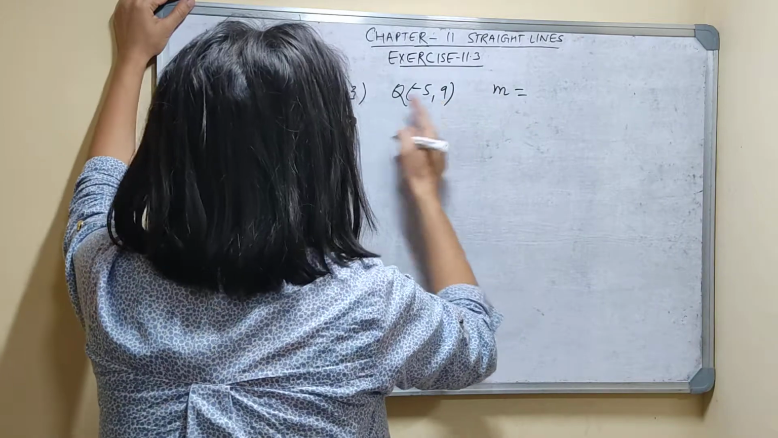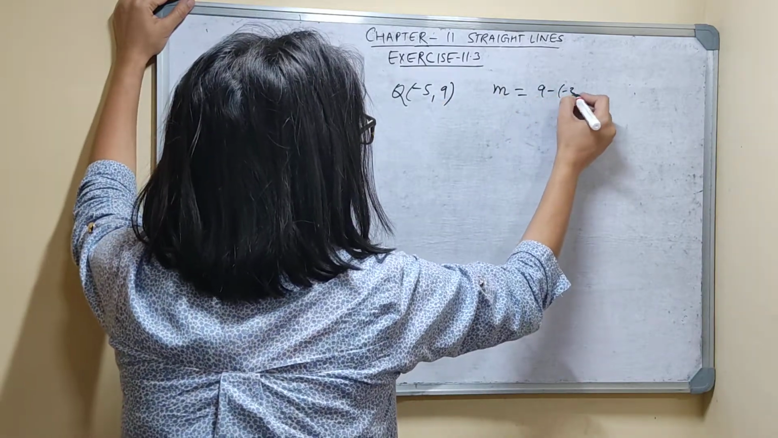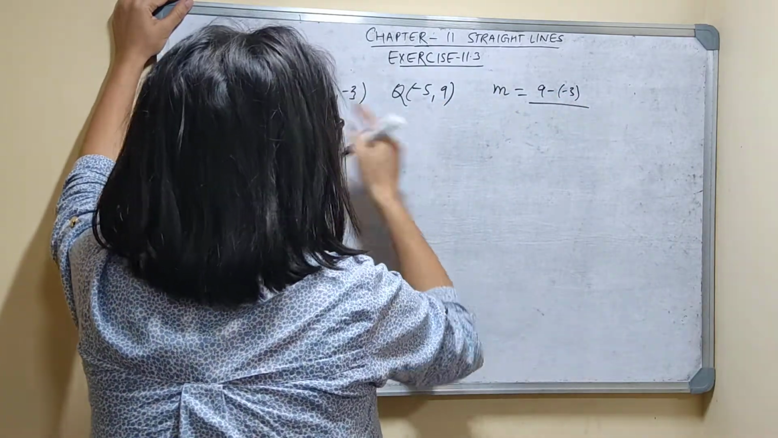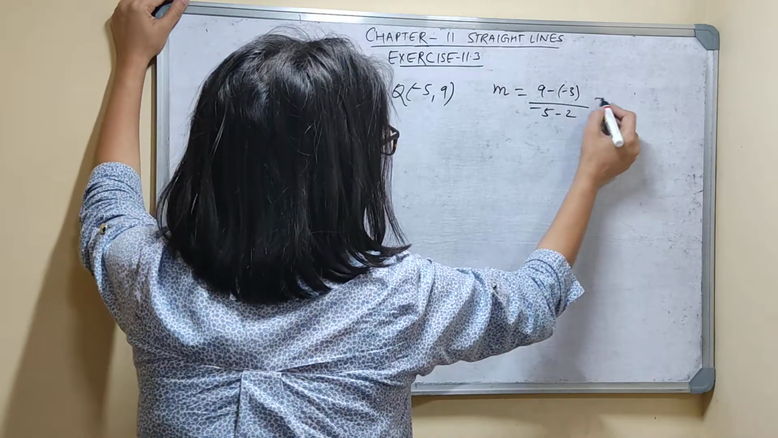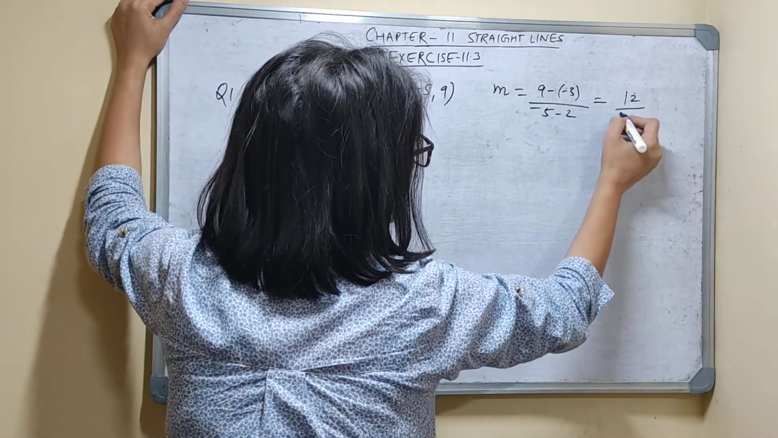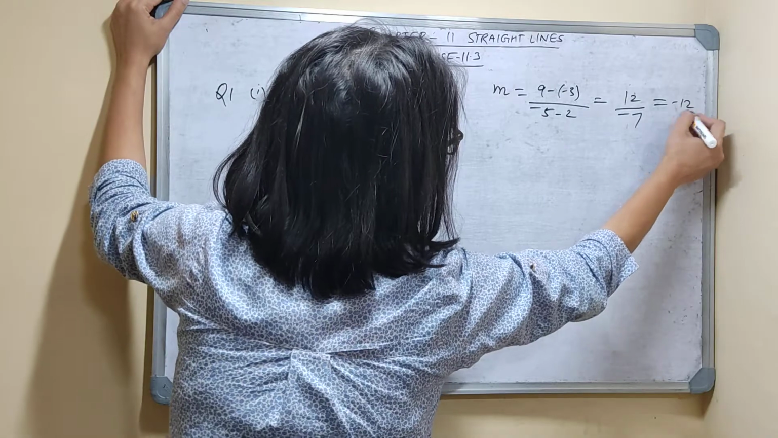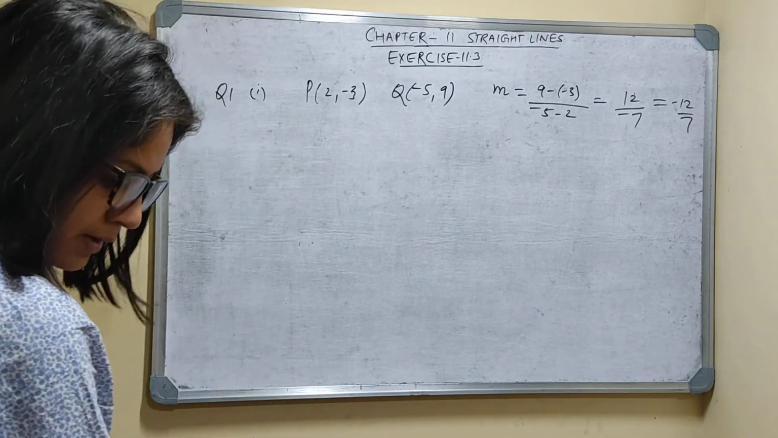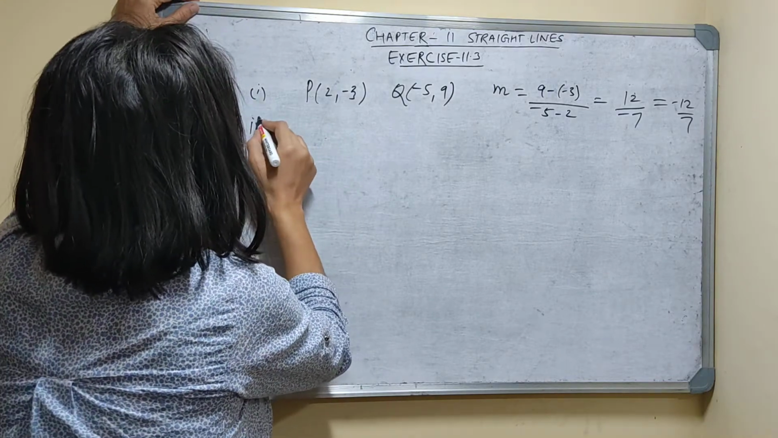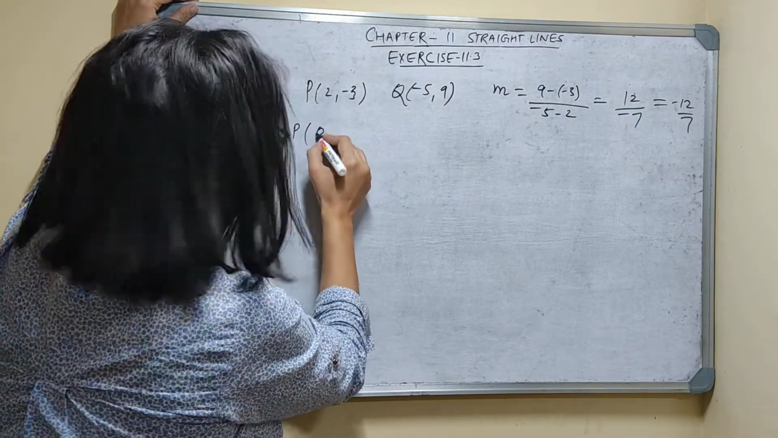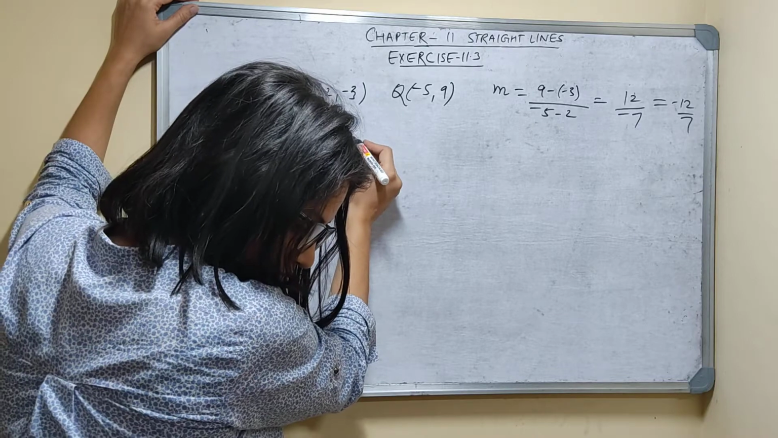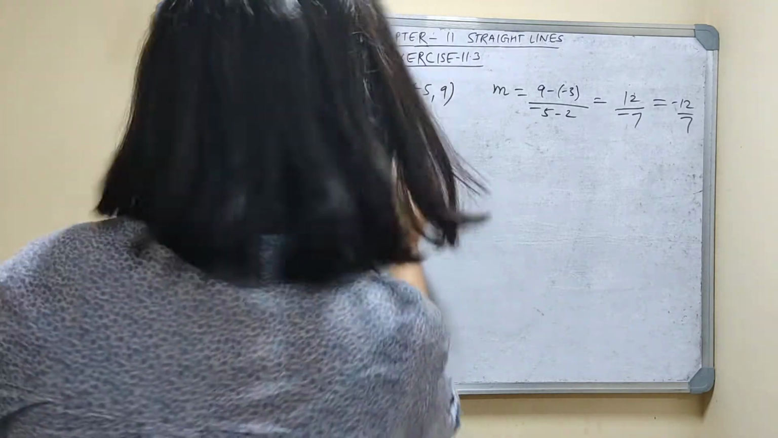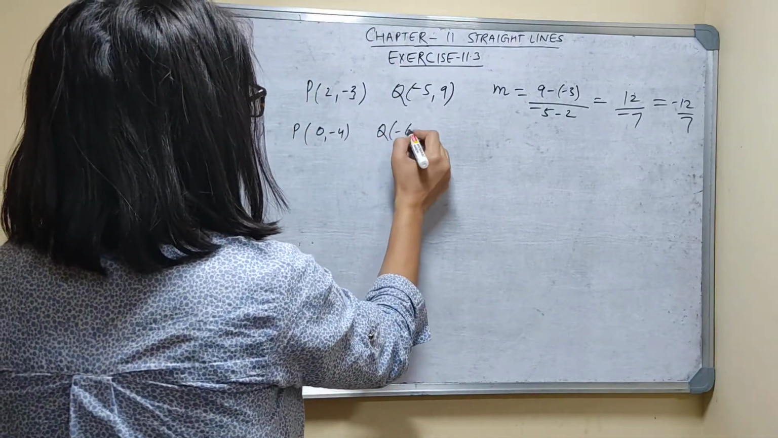So y2 minus y1, that is 9 minus 3, upon x2 minus x1, that is minus 5 minus 2. So 9 minus 3 is 6 upon minus 7, so I can write minus 6 by 7 is the slope of the line passing through the points. Second, P is (0, -4) and Q is (-6, 2).